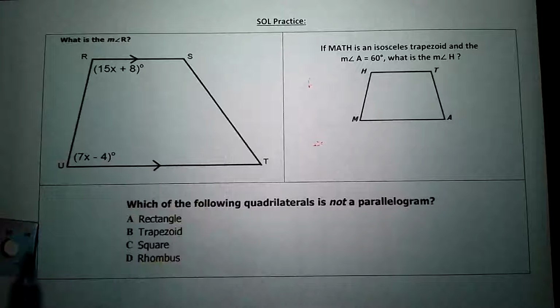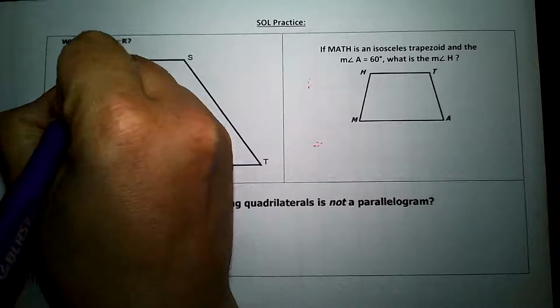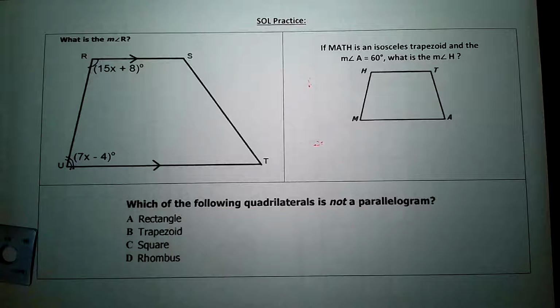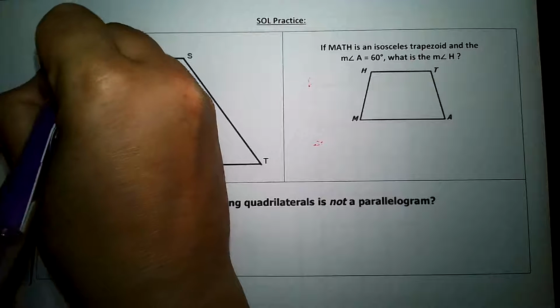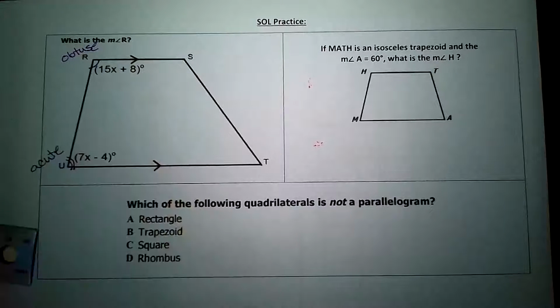Got this picture? What's the measure of angle R? That's it. Not much given to you. You've got some algebra in the picture, and we want to know the measure of angle R. So check out the picture. We've got angle R is obtuse, angle U is acute, so they're not equal to each other. Absolutely, I cannot say that this obtuse angle and this acute angle are equal to each other. Not happening. So what's something else that can happen?